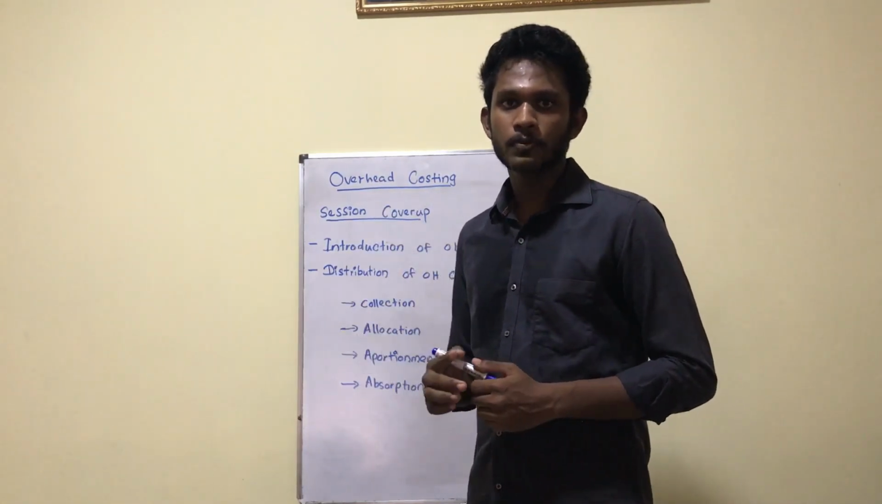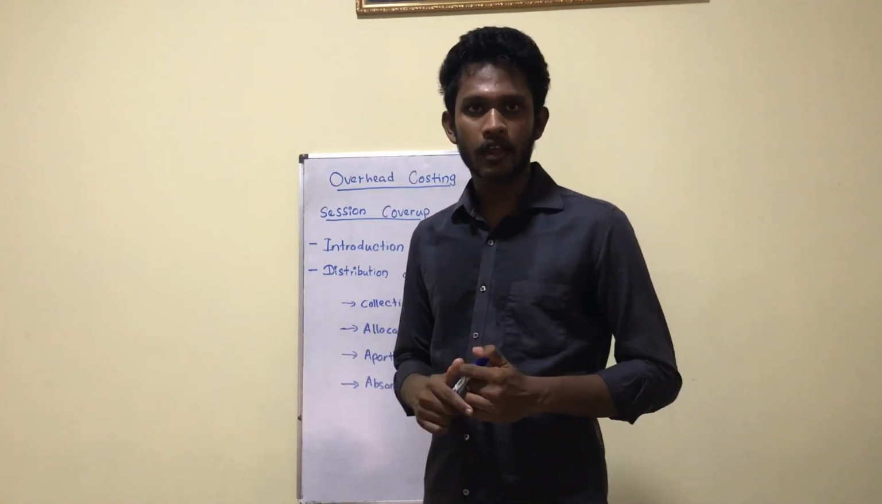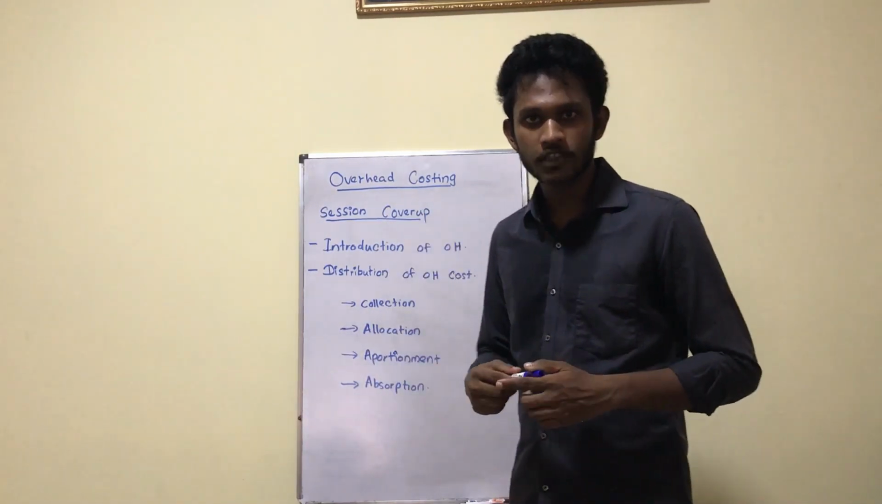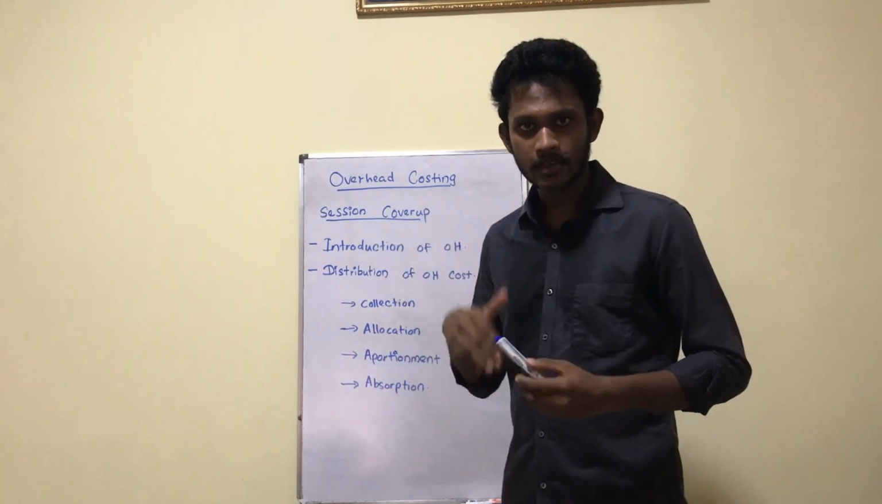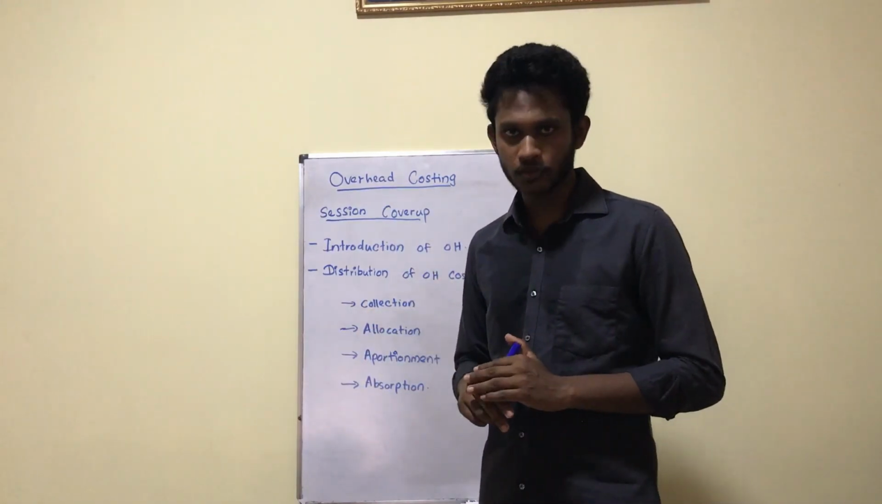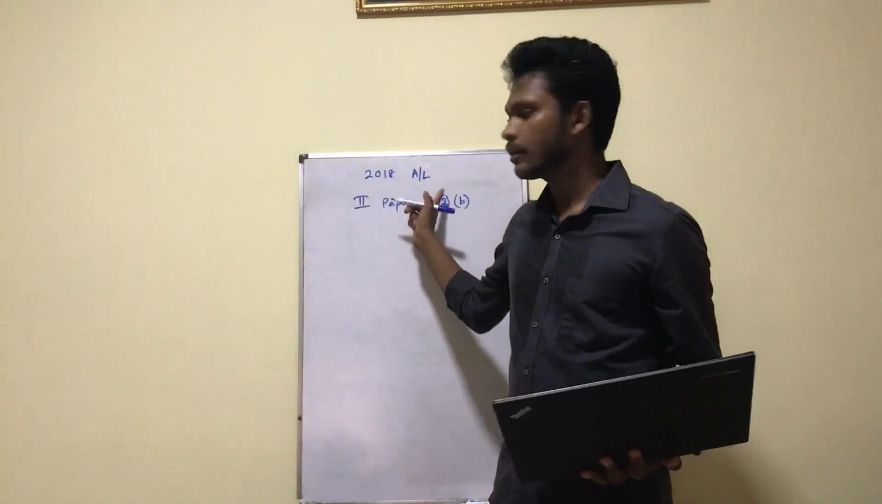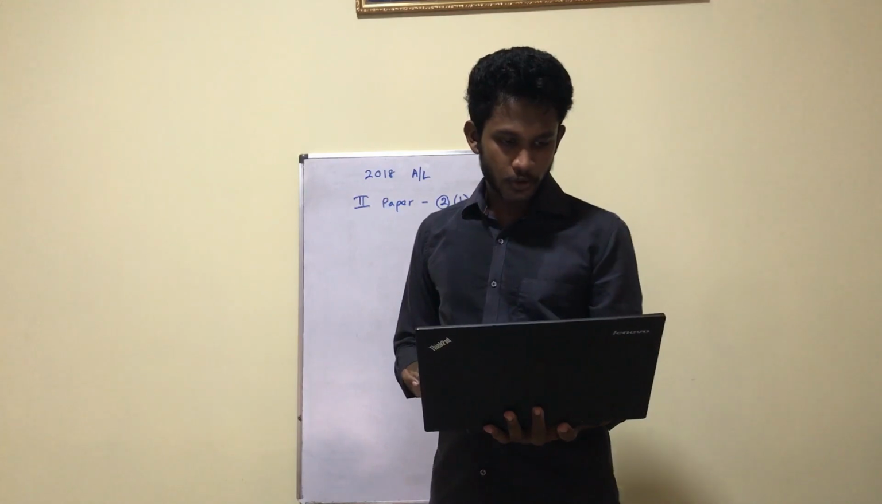So I hope it will be easy for you to understand these 4 steps if you try with a past paper question. So let's take the 2018 past paper question and discuss how we are going to apply those 4 steps when it comes to a past paper question. Right? Okay, so let's take the 2018 A-level second paper question number 2B. I will read the question for you.